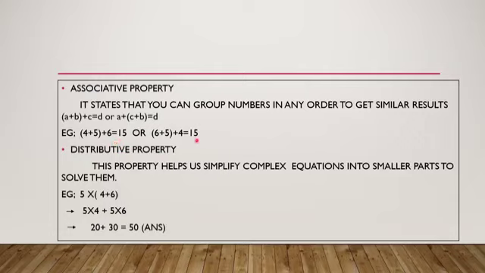So this is your associative property. Actually, because all the values are being added, there is no negative sign, so there is no reason of having a different answer. Since all the numbers are positive integers, you get a positive answer, and all the answers are similar in both the cases.